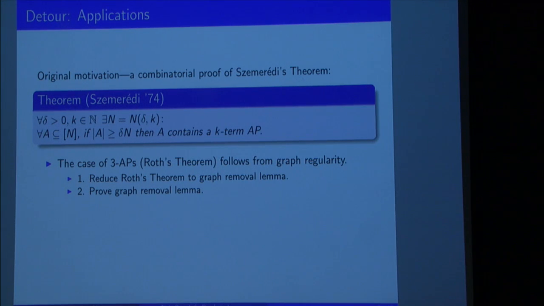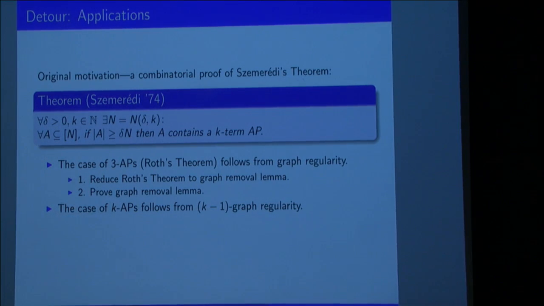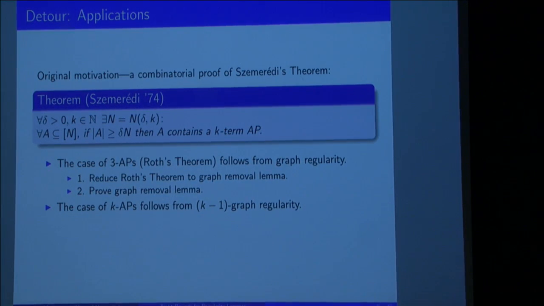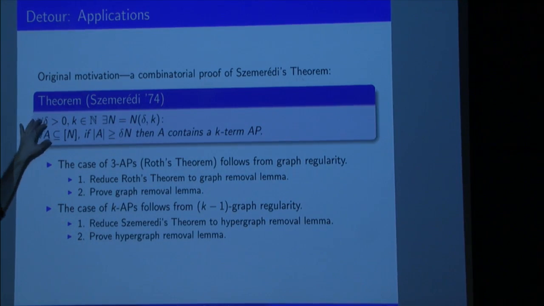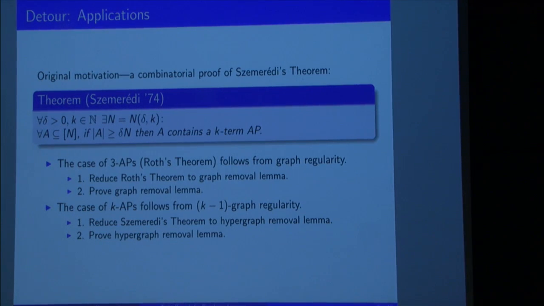I will not give the proof, unfortunately. Once you have this reduction, you just need to prove the graph removal lemma, and basically the only way to do this is using the graph regularity lemma. And the case of k-term arithmetic progressions follows from the (k minus 1)-graph regularity. Again, the strategy is the same: reduce the general case of Szemerédi's theorem to the hypergraph removal lemma, to the (k minus 1)-graph removal lemma.